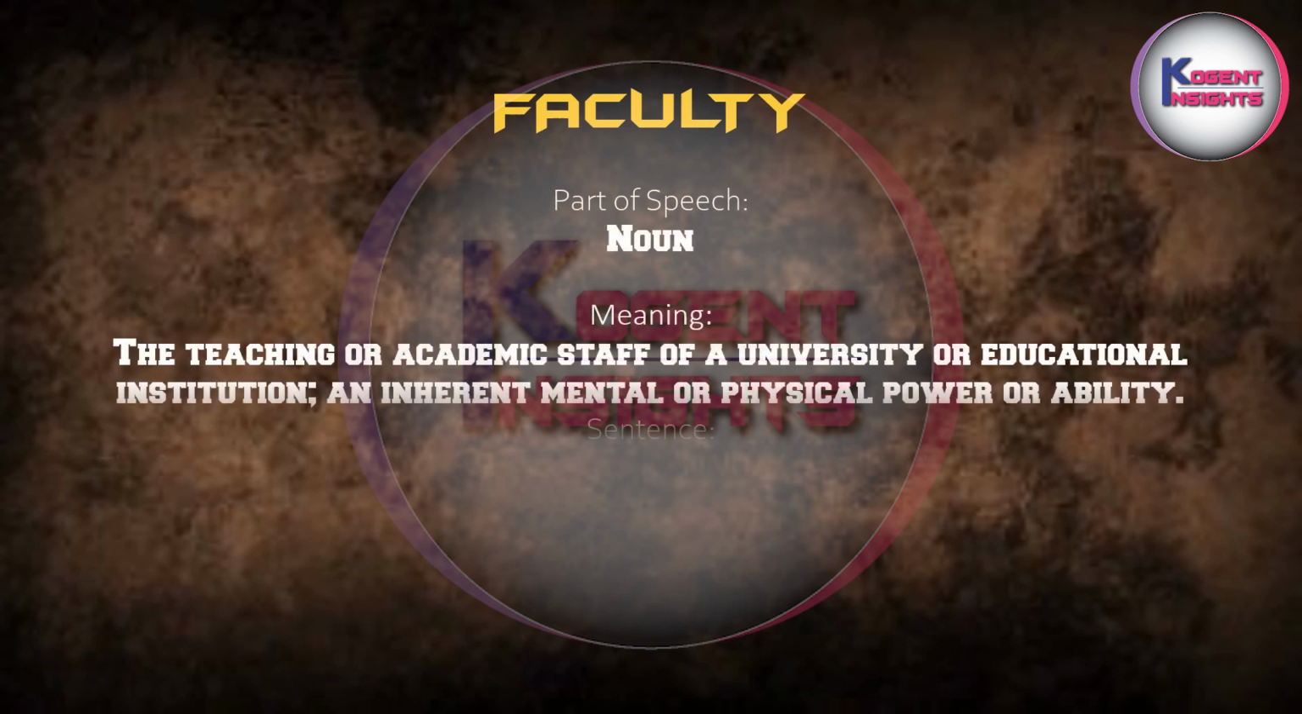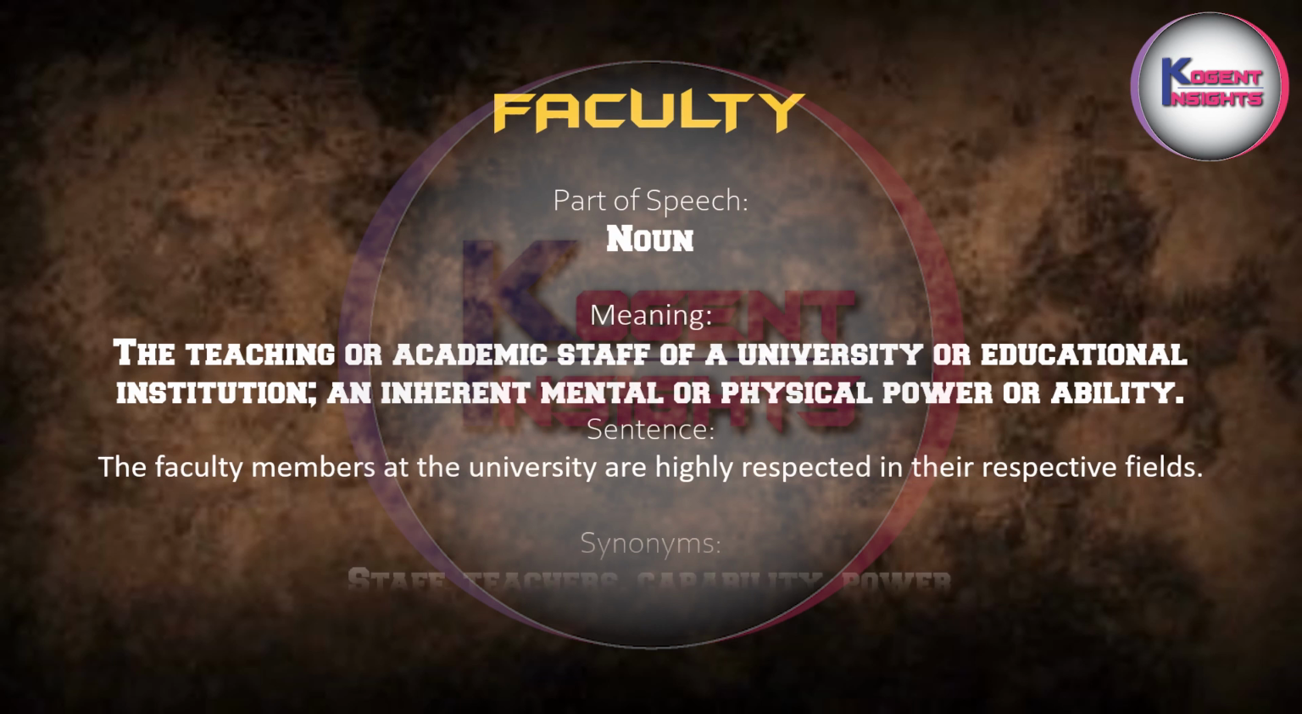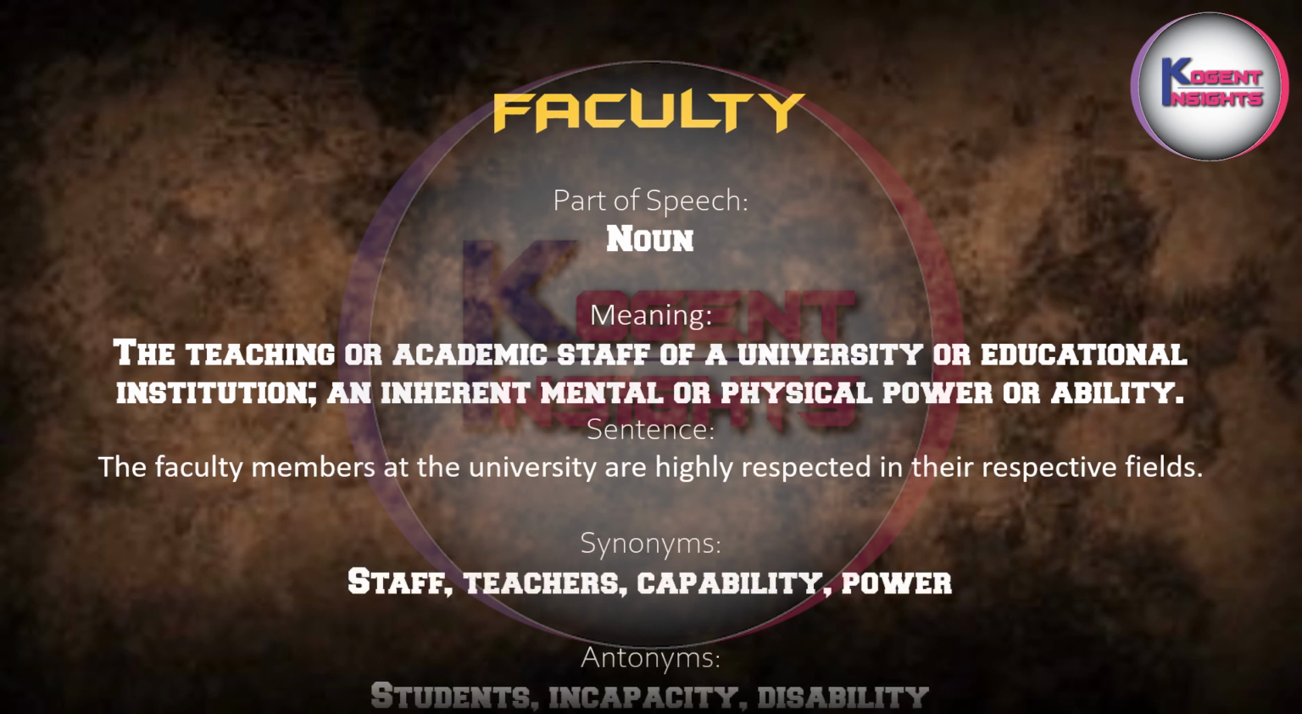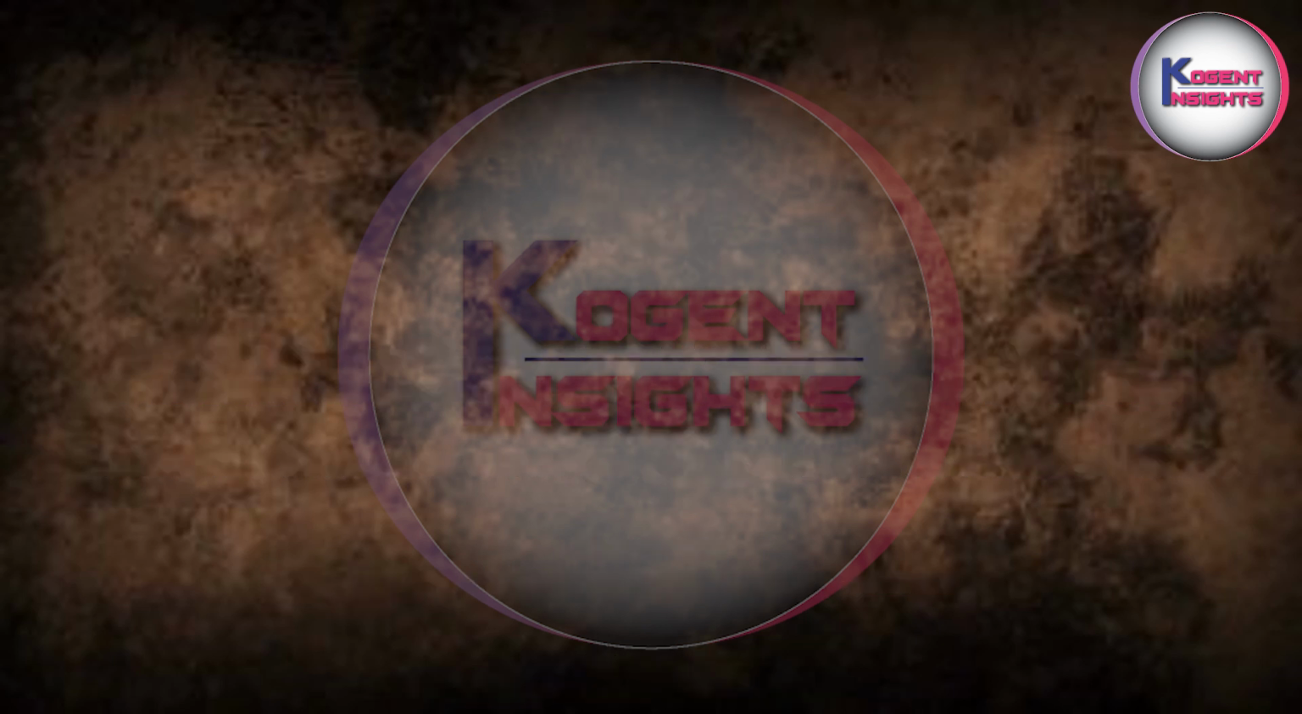Faculty. Part of speech, noun. Meaning, the teaching or academic staff of a university or educational institution, an inherent mental or physical power or ability. Sentence, the faculty members at the university are highly respected in their respective fields. Synonyms, staff, teachers, capability, power. Antonyms, students, incapacity, disability.